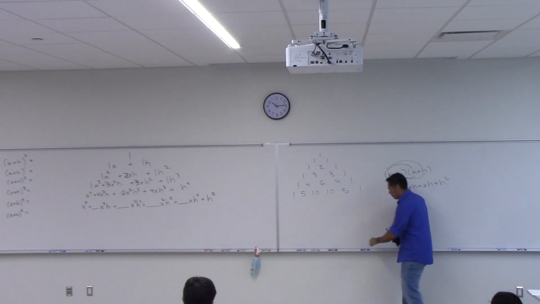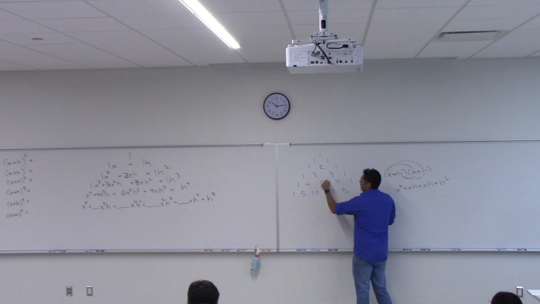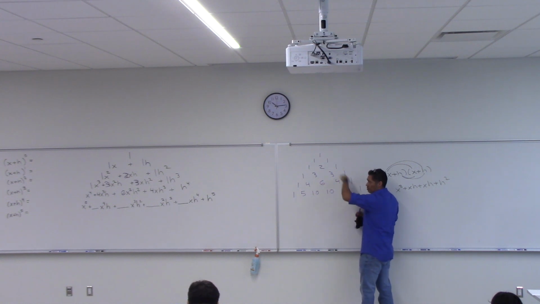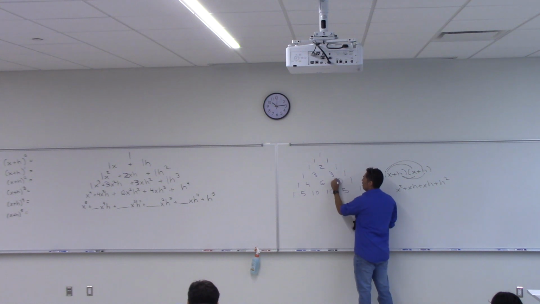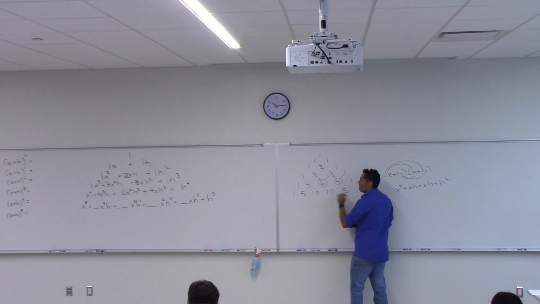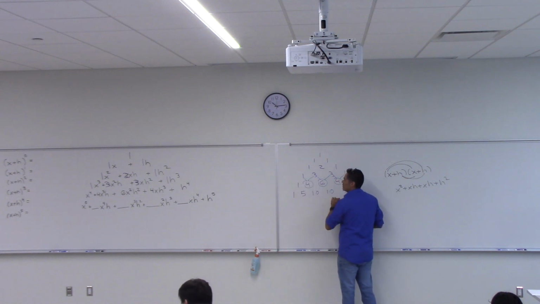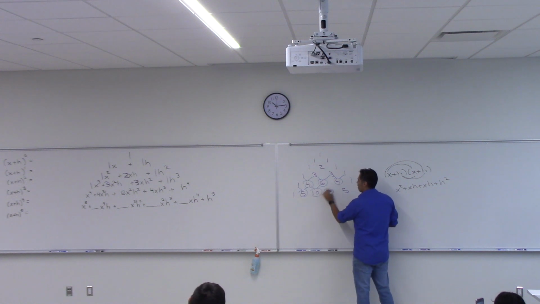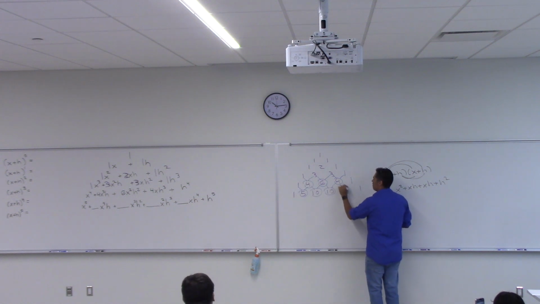Okay, so do y'all see it? What's happening? Any number on this triangle is the sum of the two numbers above it. So this 4 is the sum of the 3 and the 1. This 6 is the 3 and the 3 added together. This 4 is 3 and 1. This 5 is the 1 and the 4. The 10 is the 6 and the 4. The 5 is the 4 and the 1.